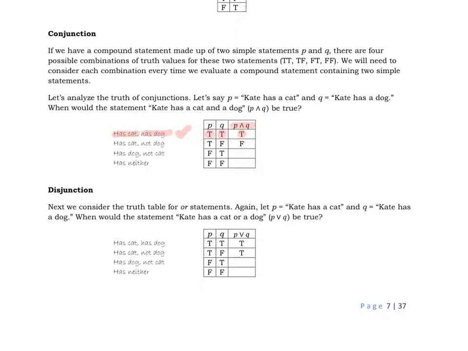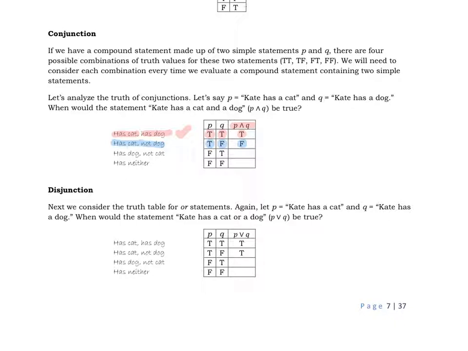Okay. Now let's look at some other options. So P, she has a cat, could be true. Okay. Q, she has a dog, could be false. Okay, so she has a cat, she doesn't have a dog. What about the statement, Kate has a cat and a dog? Well, is that true or false? Well, if she doesn't have a dog, that statement is now false. Okay.